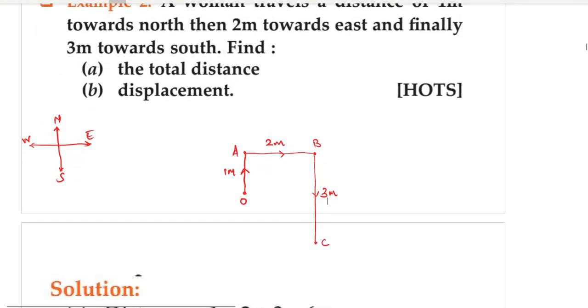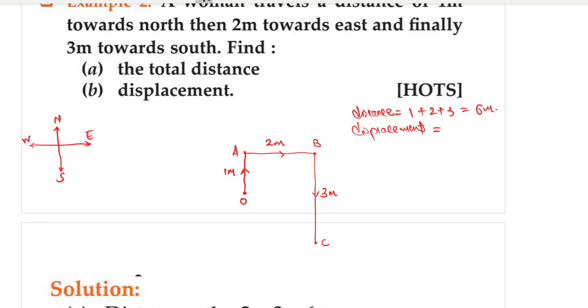The total distance will be the total length of the actual path covered by the body. So 1 plus 2 plus 3, that is 6 meter. But if you want to find the displacement, that is the shortest distance between the initial and final point.